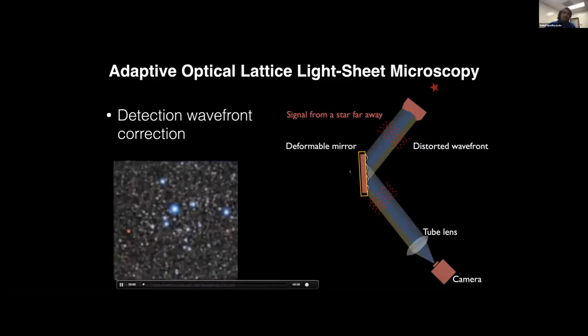For the detection side of things, we're using an approach that astronomers developed many decades ago, where they're trying to observe stars from ground-based telescopes. But the problem is that this light that's traveled thousands of light years comes without any problems until it hits our stratosphere or atmosphere.